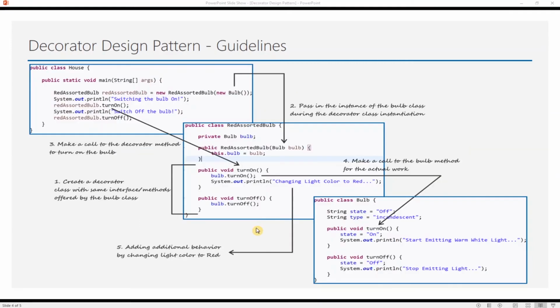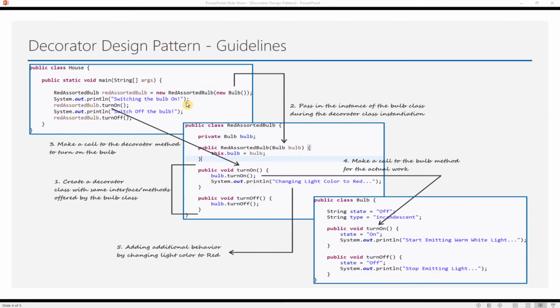The decorator design pattern guideline dictates that to extend the class with additional behavior, it should adhere to the rules set for this pattern. First, we need to introduce a class that has the same interface or methods originally offered by the bulb class. Here we have added both turn on and turn off methods to the red assorted bulb class to pretend the behavior of the actual bulb class. As the name reflects, this class is intended to give the illusion of red light coming out of the bulb.